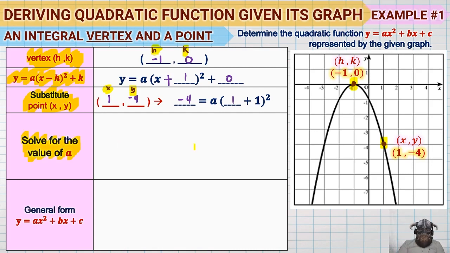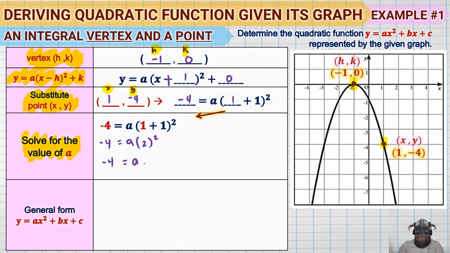So, kapag umabot ka na dyan sa part na yan, tuloy mo lang yung form niya. So, ito, kinopya ko lang siya. -4 is equal to a times the quantity 1 plus 1 quantity squared. So, yan. Simplify lang natin dito for us to solve for the value of a. So, ganito yung gagawin natin. First, copy -4, then a times, ito, 1 plus 1, we can simplify it and make it equal to 2. Then, copy square.